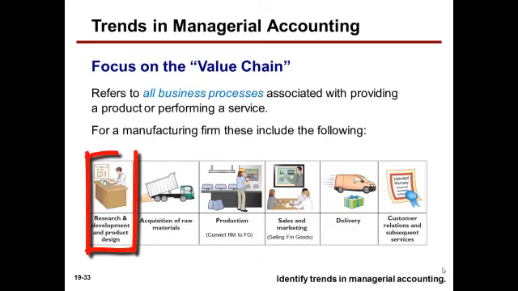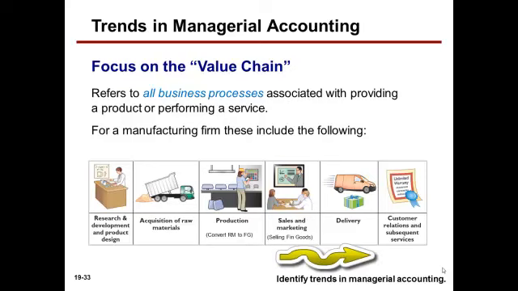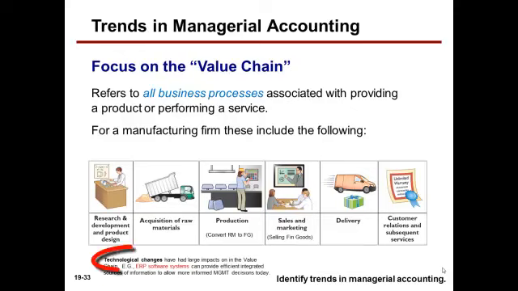Research leads to how products are designed. Design affects the cost and complexity of the production process itself. The location of manufacturing facilities or warehouses affects the timeliness of customer deliveries and ultimately customer satisfaction. Technological changes have had large impacts on the value chain. For example, ERP software systems, enterprise resource planning systems, can provide an efficient and integrated source of information to allow more informed management decisions today.